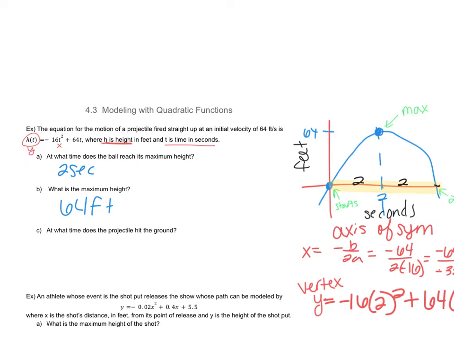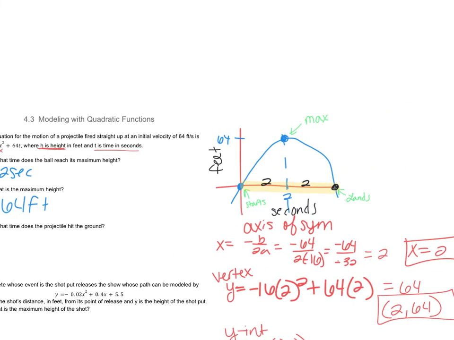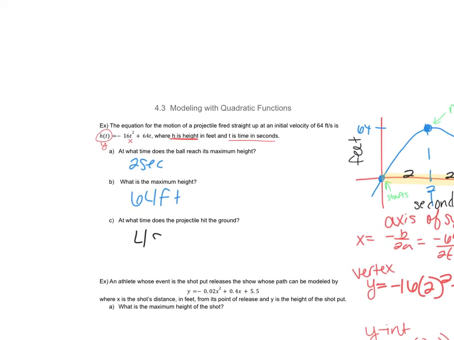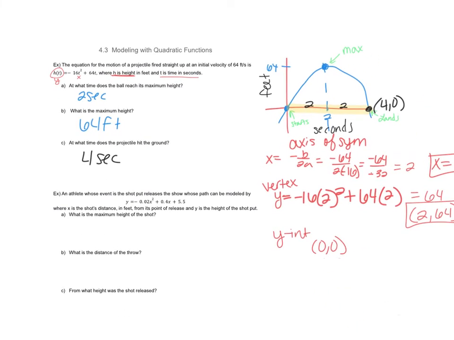So since this is 2 and this is 2, this time right here would be 4 seconds. So that coordinate would be 4, 0. So what time does it hit the ground? At 4 seconds. Okay, so these problems are just interpreting what it all means. Okay, let's do another one.